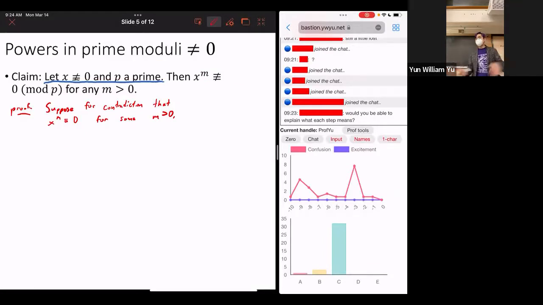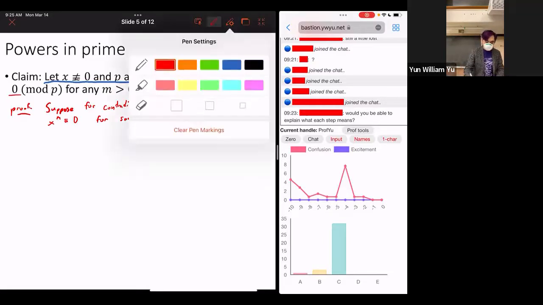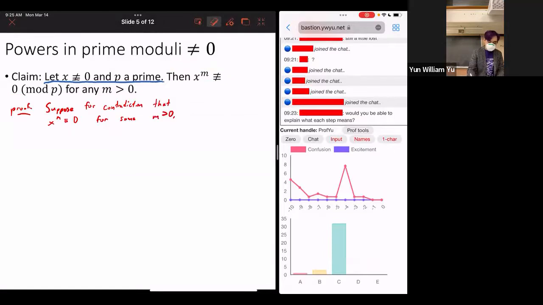So let's just do the basic setup. Whenever you're doing a proof by contradiction, it's going to take that sort of form. You're going to suppose that the conclusion is false. So the conclusion here is x is not equivalent to zero. We're going to assume that's false. And if that is false, then that means that x is equivalent to zero. So that's our normal setup of proof by contradiction.